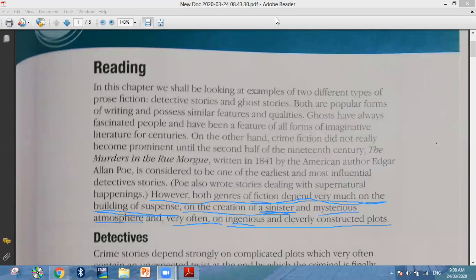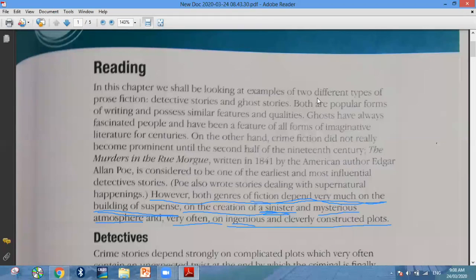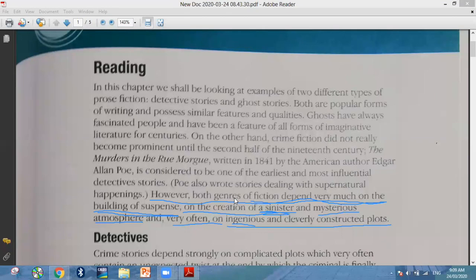Maisam, you can answer. If you want to answer, detective. Yes, detective. If you want to answer, you can unmute yourself. Now it's up to you, okay? Then mute yourself again. So the main character in detective stories is the detective, the one who searches for clues to find the criminal, okay?